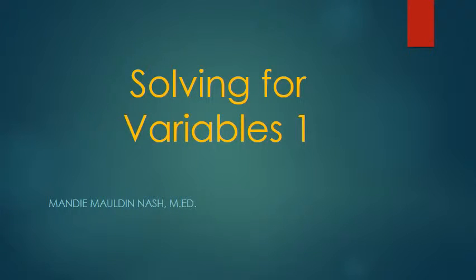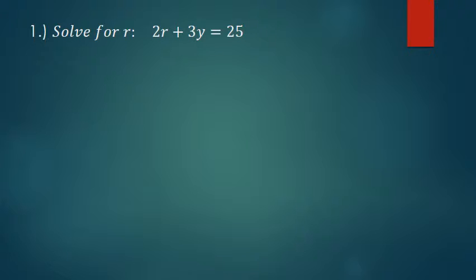In this video, we will be working through 3 problems where there are multiple variables in each equation, and you need to solve for one variable in terms of one or more other variables. Here we have solve for r. So these equations where we have more than one variable, we always need to identify what we're solving for. So again, we're solving for r.